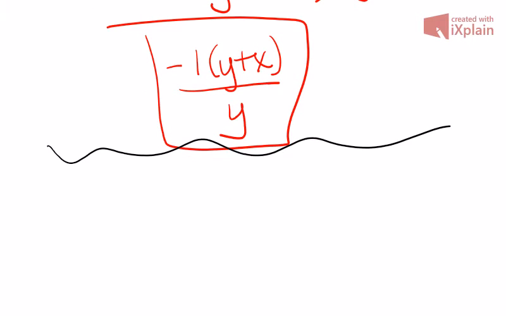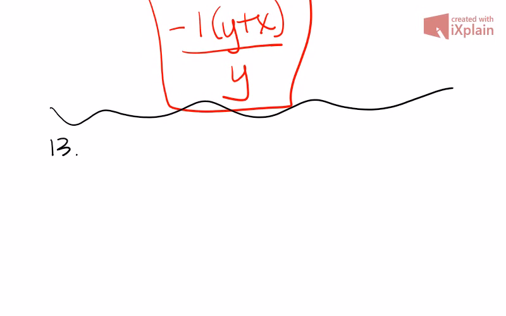Okay, 13. Negative b to the negative 1 over a to the negative second minus b to the negative second. Okay, so with this one, we need to somehow deal with these negative ones.